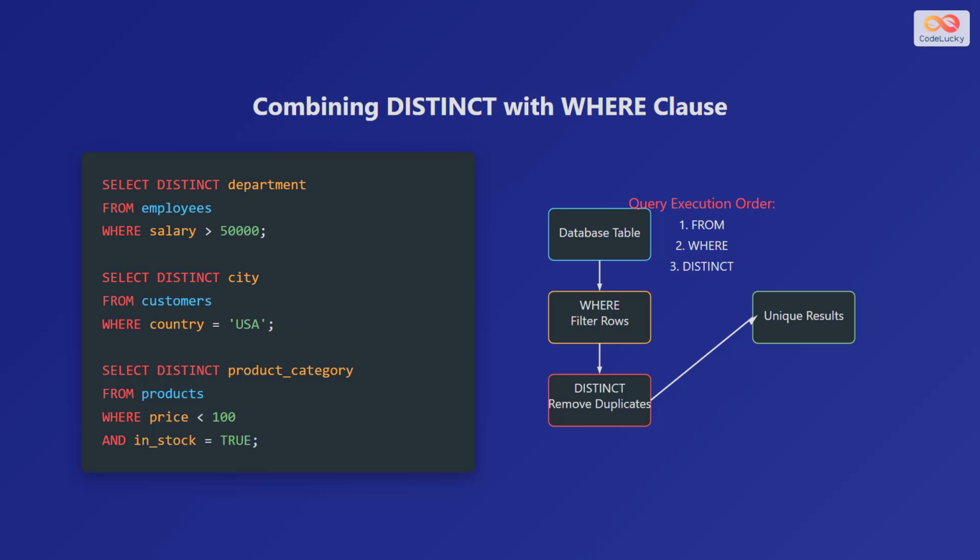The query execution order is as follows. First, it goes from the from clause, which selects the table, then the where clause, which filters the rows, and finally the distinct clause, which removes the duplicates to give the unique results.